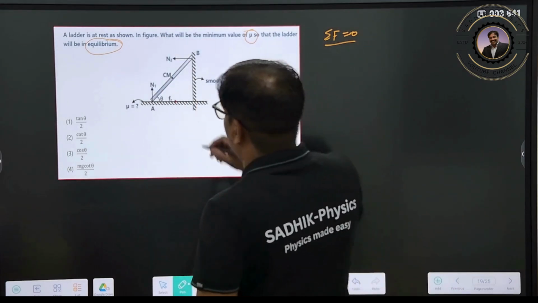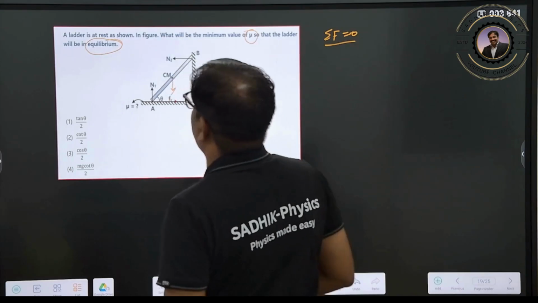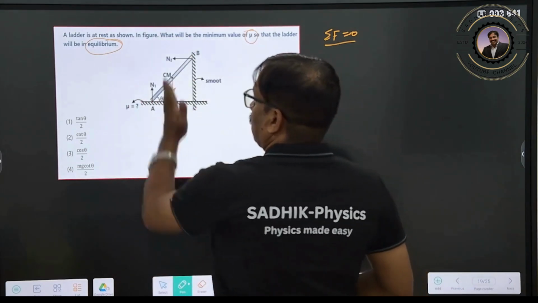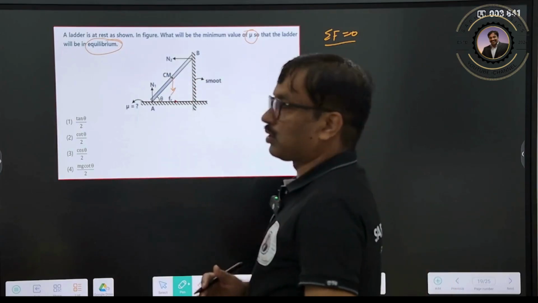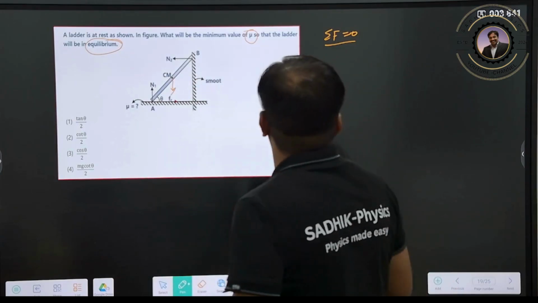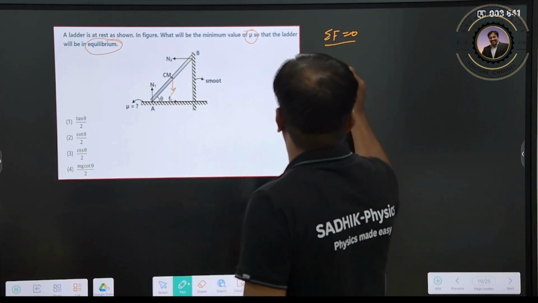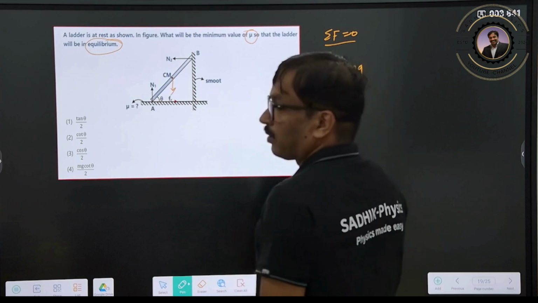What is the downward force now? Here mg will be your downward force. And this side it will be your upward force. Apart from this there are no other forces. Here there is no component because of the smooth surface. So therefore N1 will be equal to mg, clear?